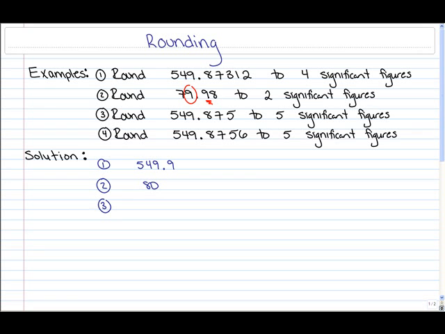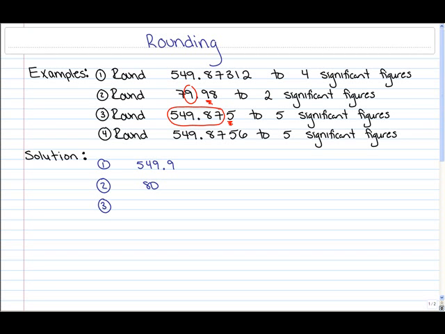Now the third example here is an example where we want to round 549.875 to 5 significant figures. Well, 5 significant figures here would be what I'm circling here. Now if you look at the number that you're supposed to drop, it is a 5, and there's no digits after the number 5. So that follows the special rules.